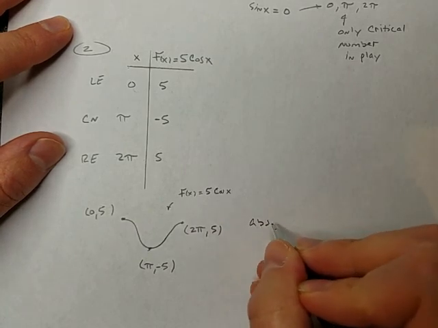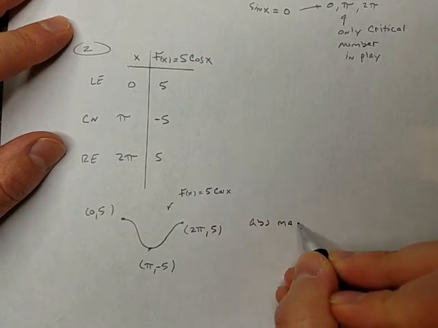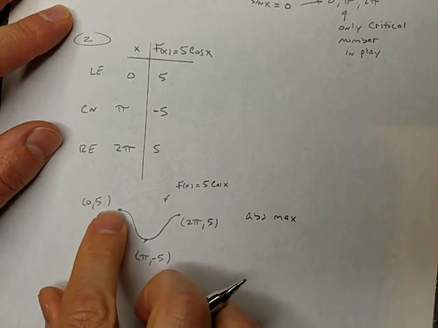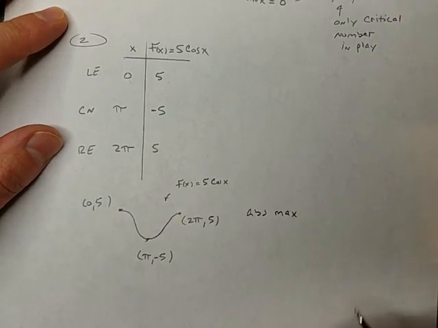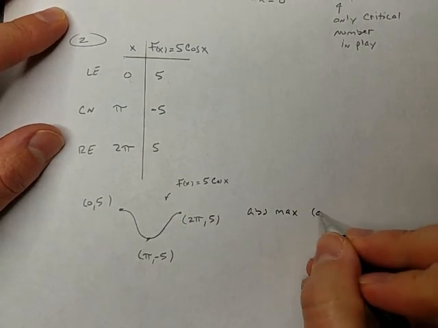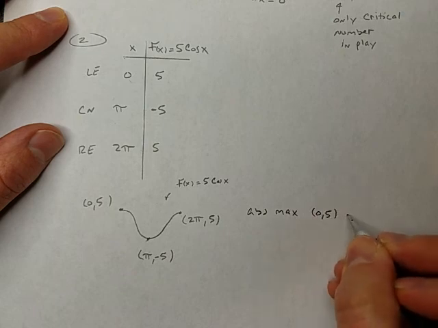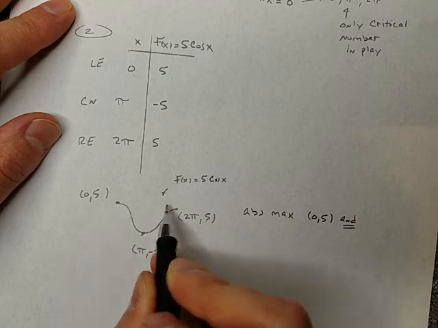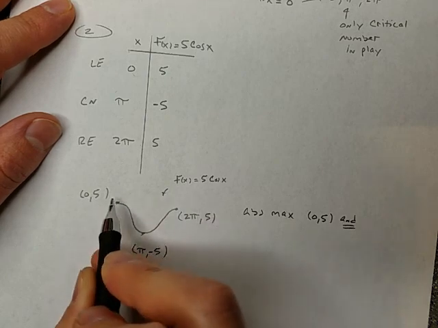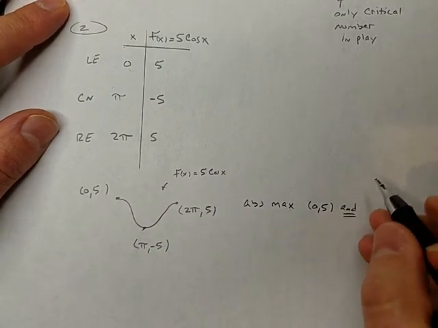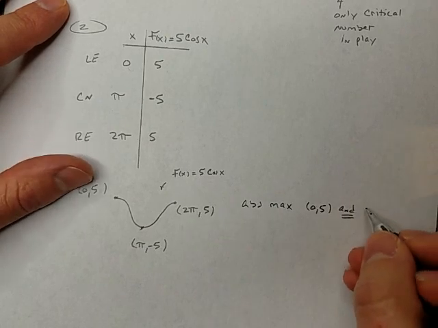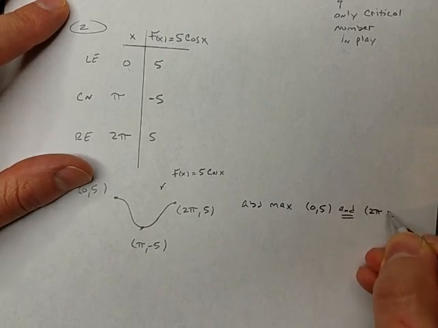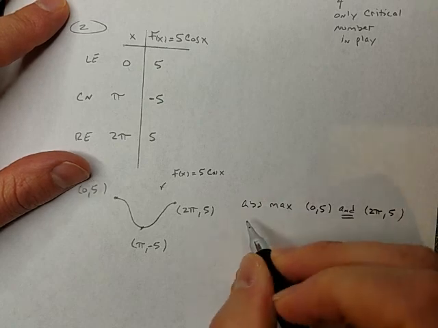If it looks like this, then I know the absolute maximum would not be this one or that one, it'd be both of them, okay? So we'll say absolute maximum, the point 0 and 5, and because this one is on the level with that one, it's at the same y coordinate, they're at the same height on the curve, they're both absolute maximums. It's going to be 2 pi and 5. Okay, so those are the maximums.